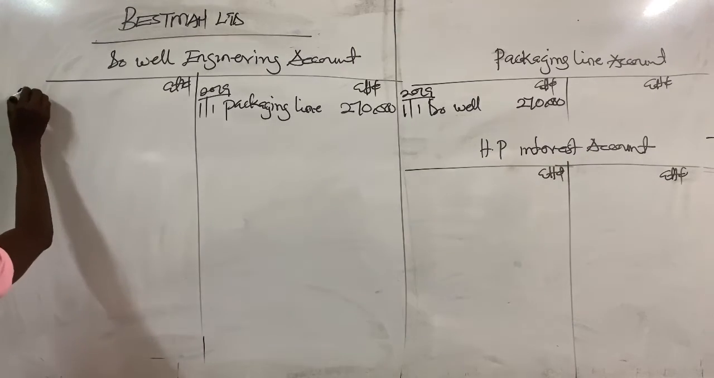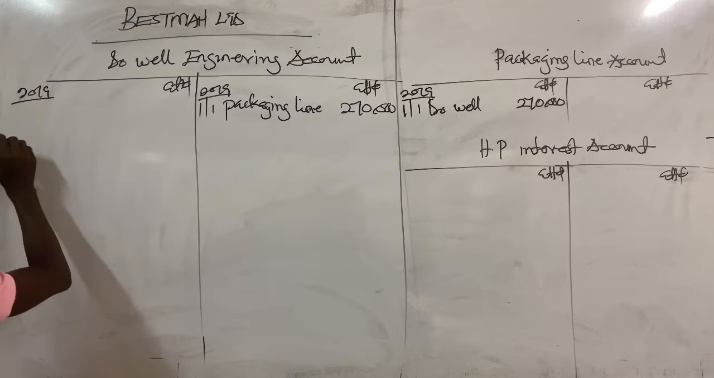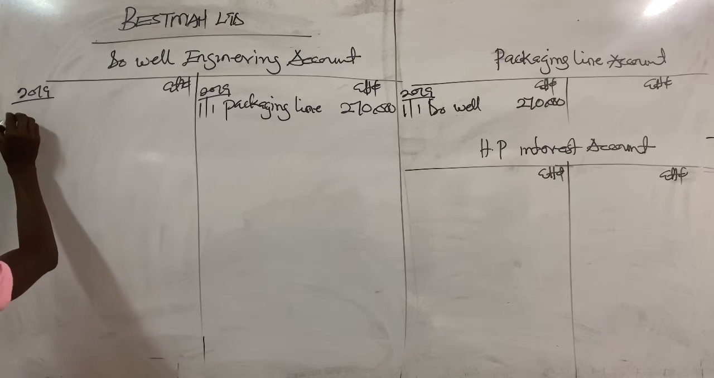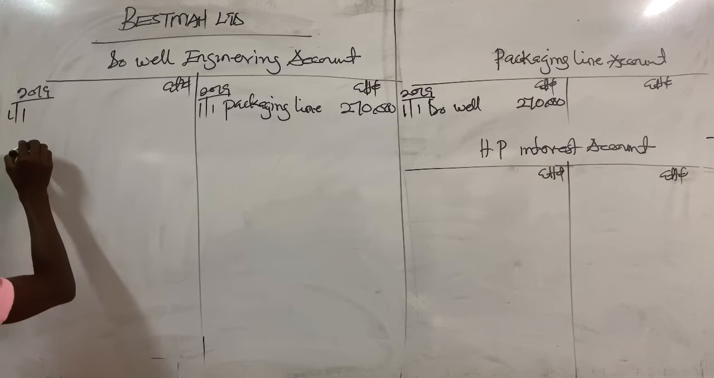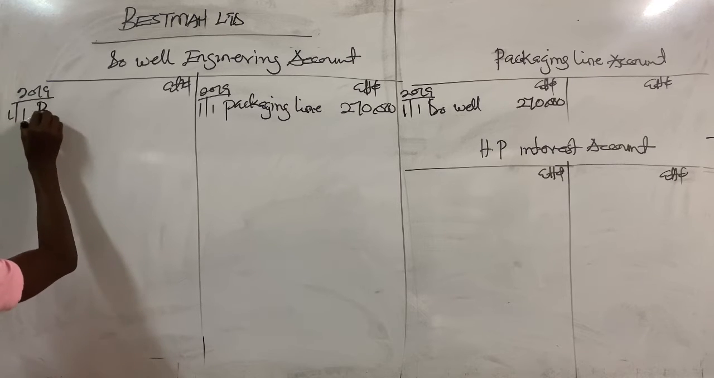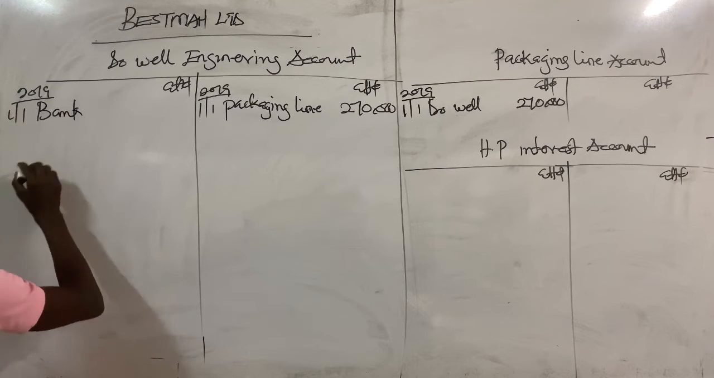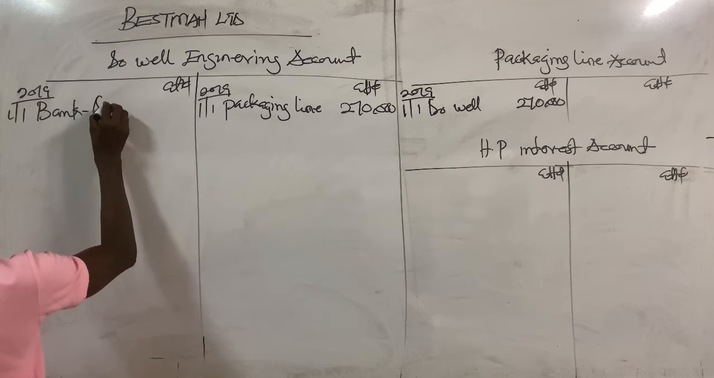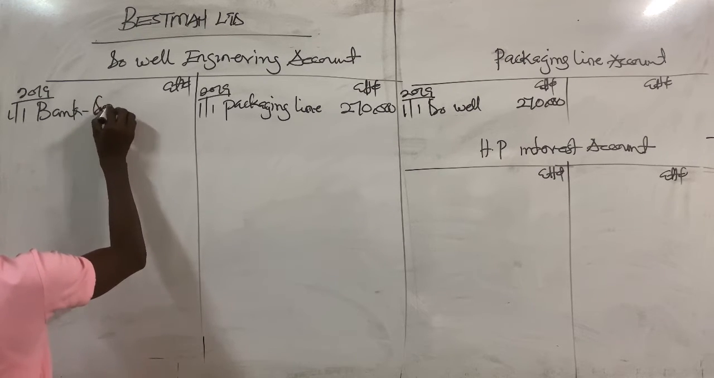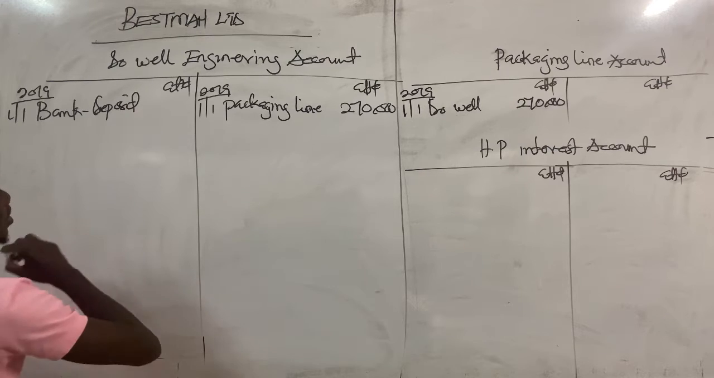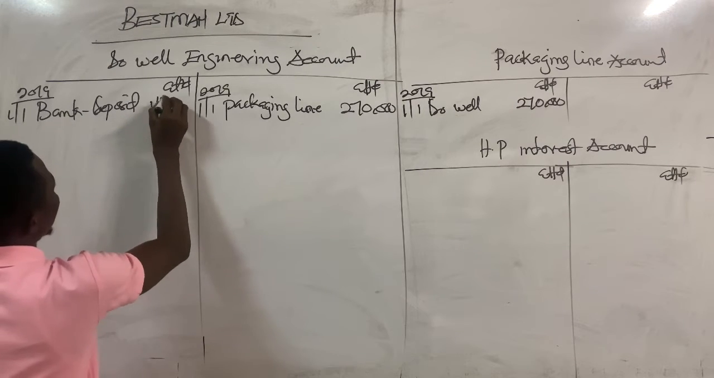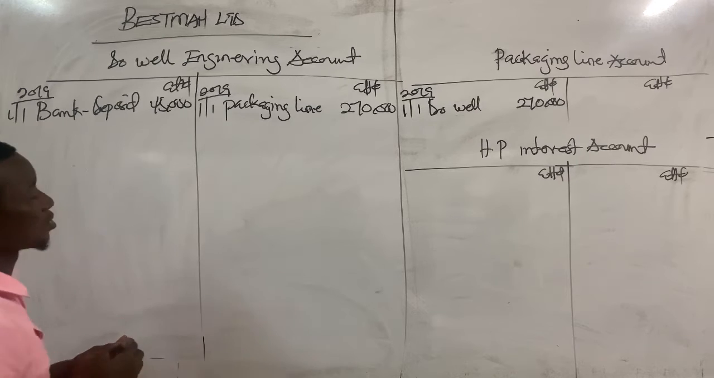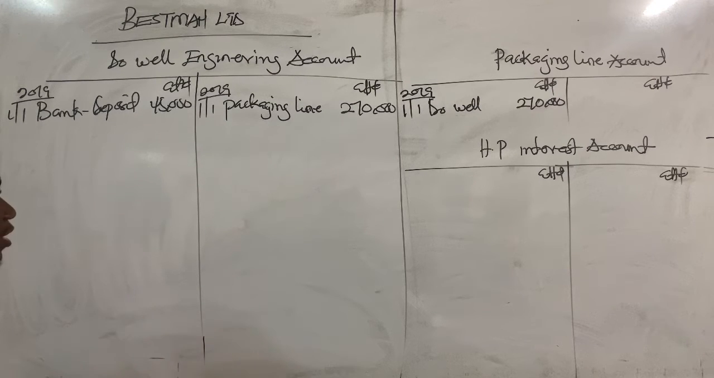Okay, so the same 2019, that is 1st of January. Okay, let's say Bestman makes payment through bank. Okay, but remember it is a deposit. Initial deposit. The amount is 45,000 Ghana cedis. Is that clear?